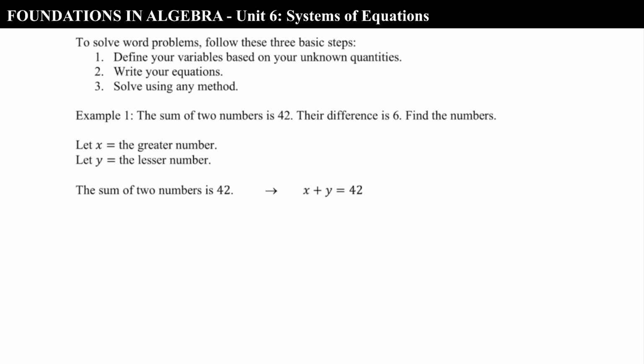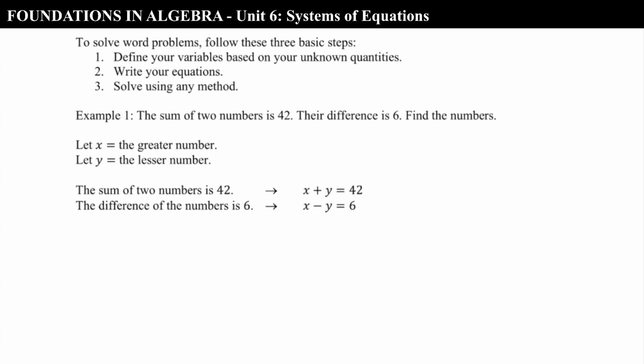The other sentence says their difference is 6. So the difference of the 2 numbers is 6. That means we are subtracting them. And since it's a positive number, we have to take the greater number and subtract the lesser number. So our greater number is x, our lesser number is y, so we will do x minus y equals 6.